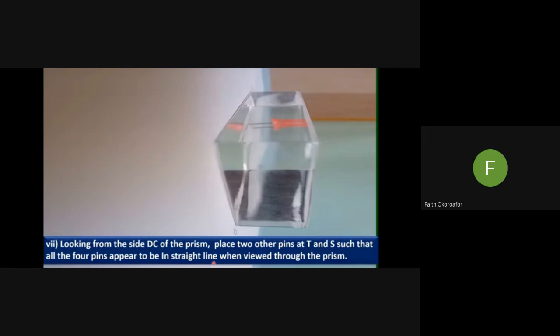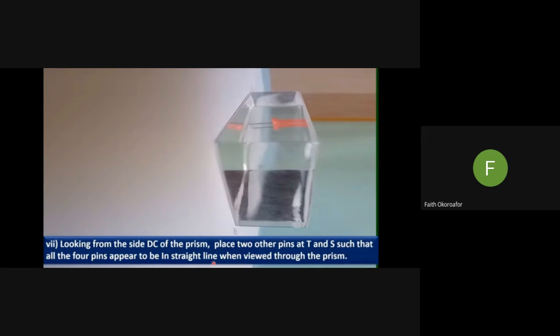Can you read what is at the base of the video? "Looking from the side DC of the prism, place two other pins at S and Q such that all the four pins appear to be in a straight line when viewed through the prism." Very good. So what you are doing here is that when you bend to this side of the prism, can you see the optical pin? Can you see those red stops inside the prism? Yes, sir. Good. So you will now take another pin to block those pins.